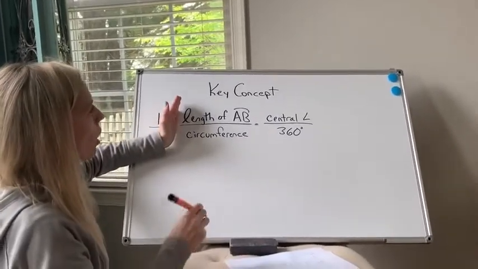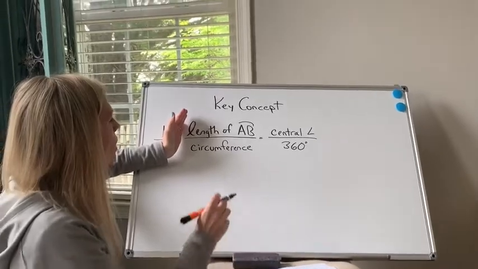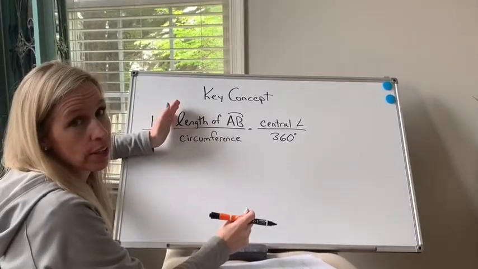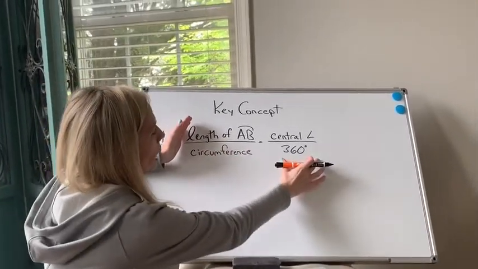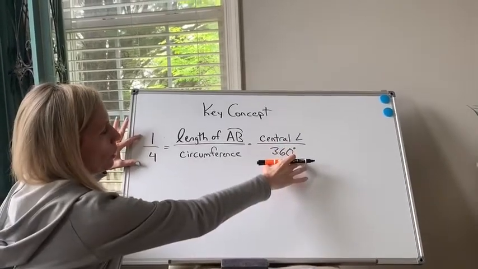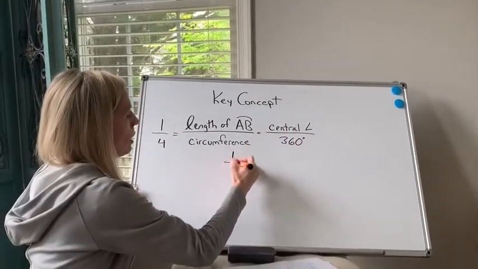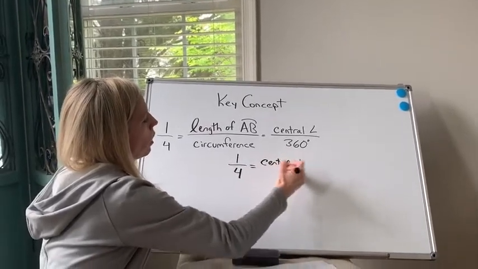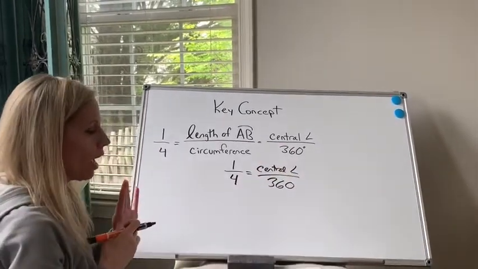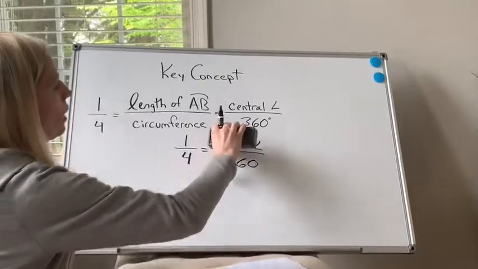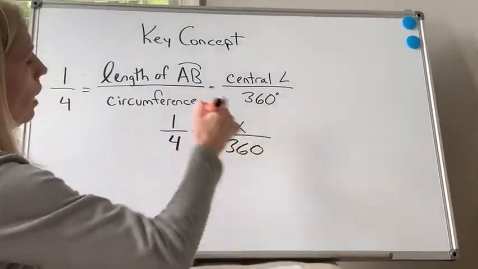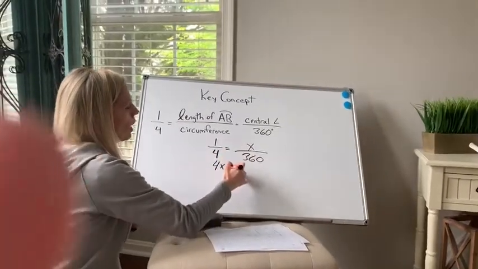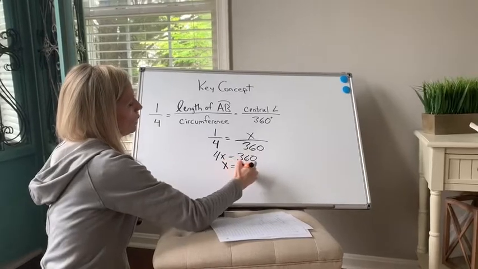A key concept in your tutorial is that the length of AB over circumference is equal to the central angle over 360 degrees. So if we know that this is equal to that, then we can say that 1/4 is equal to this. Our setup is 1 over 4 is equal to our central angle over 360, and I'm just going to call that x. So we want to solve for x. I'm going to cross multiply: 4x is equal to 360, so x is equal to 90 degrees.